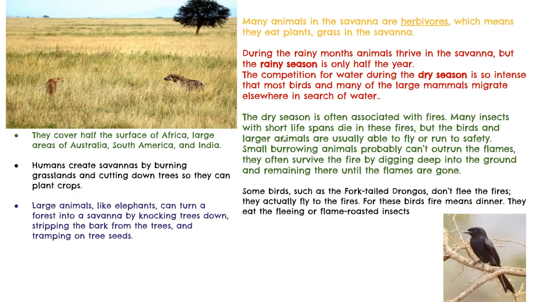Some animals can hide in small burrows by digging deep in the ground, while others look for shelter and move to new places. Some birds, such as fork-tailed drongos, don't flee the fire; they actually fly towards it, because they love to eat flame-roasted insects.